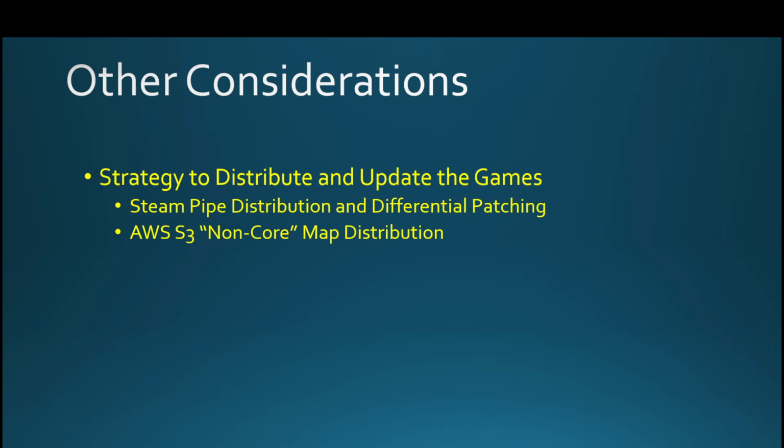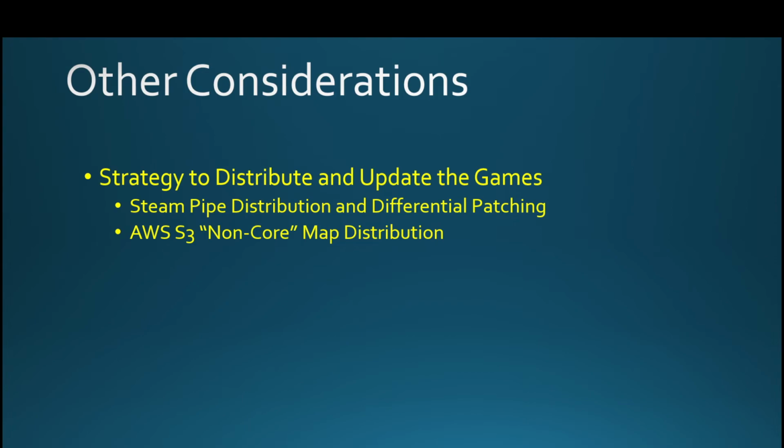Other considerations. First of all, once you've got a game done, you have to decide how you want to distribute it and how you want to keep everybody updated to the same copy of the game. We use Steam. We're using Steam pipe distribution and differential patching for the most part. So basically, it'll be like every other Steam game you get. If there's a major update, you'll be asked to update your game. If there's a minor update, you'll be asked to update your game, but it'll be much faster. And that's what differential patching is. It doesn't make you download the whole game. It just makes you download the changes that were implemented for the latest little patch.